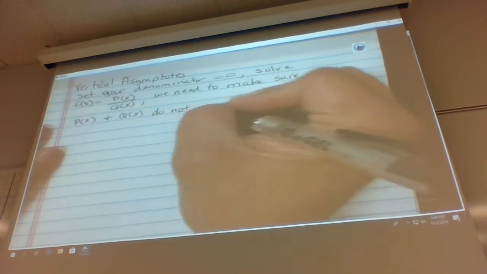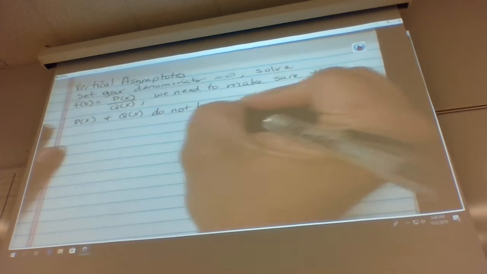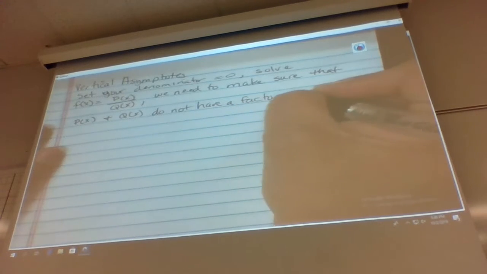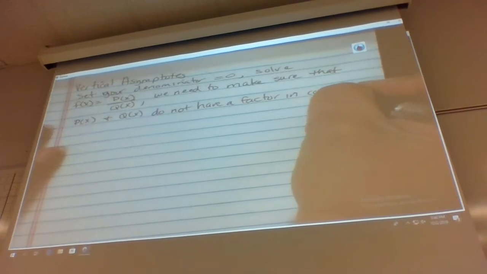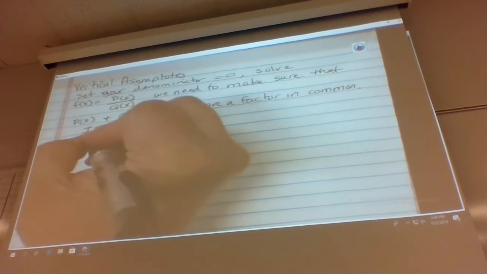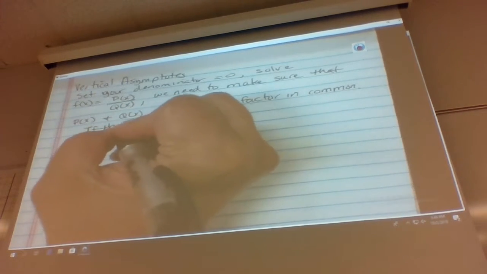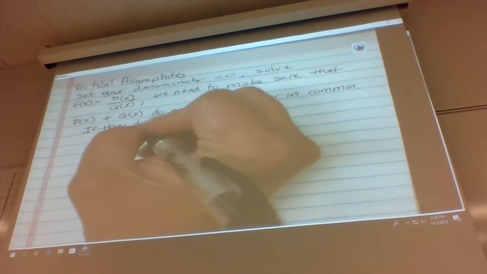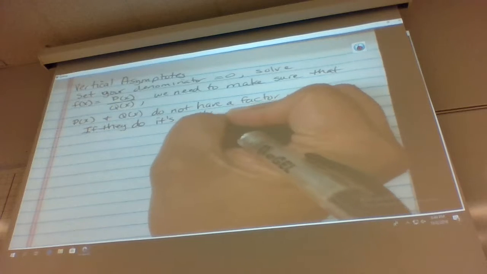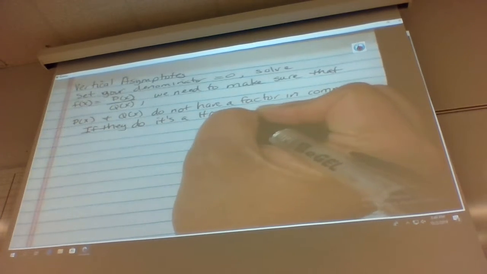Hold on one second. I'm just writing, I'm not explaining. If they do, it's a hole. So, to find your vertical asymptote, we're gonna do the same thing we were doing. So, you know how you were solving for x, but we were using it for the domain? Those are your vertical asymptotes.